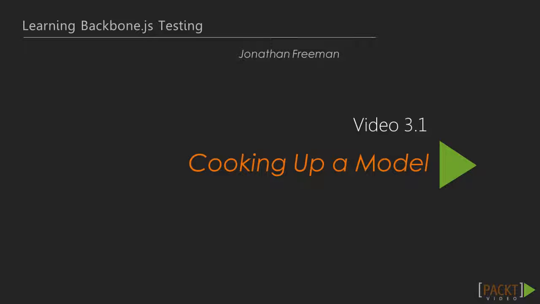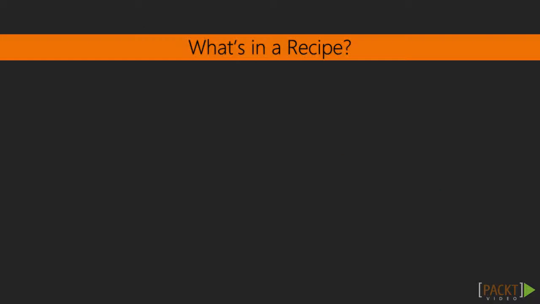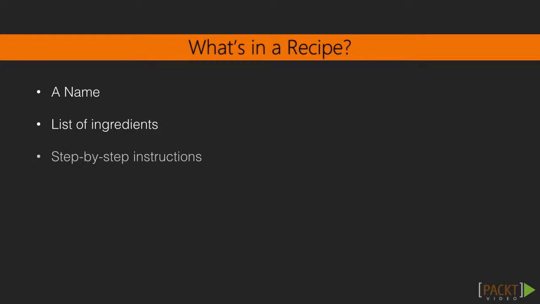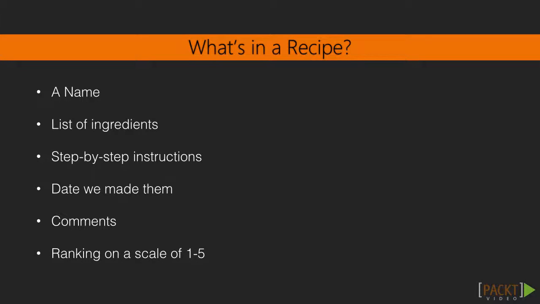In order to build a model that effectively represents a recipe, we'll first need to know what a recipe consists of. All recipes have a name, a list of ingredients, and step-by-step instructions. Since the goal is to make these recipes and update them as we go, we'll also want to know what date they were made, what we thought about them, and a rating on a scale of 1 to 5.